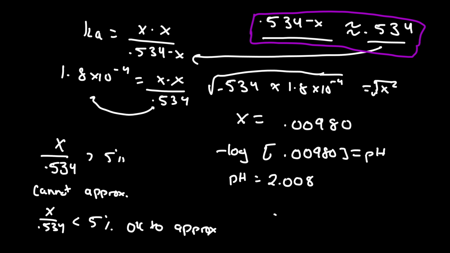We know our x value is 0.00980 divided by 0.534. And to get a percent, we have to multiply by 100. So multiply by 100, we get 1.8. And that's going to be less than 5%. So we know that it's okay for us to approximate.